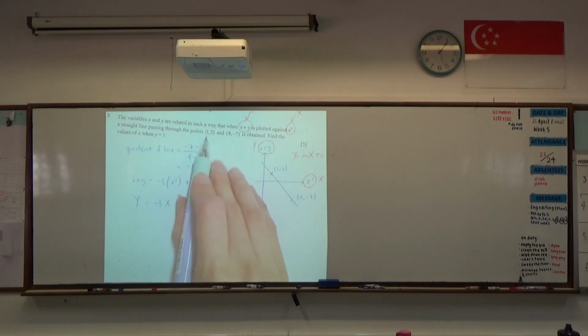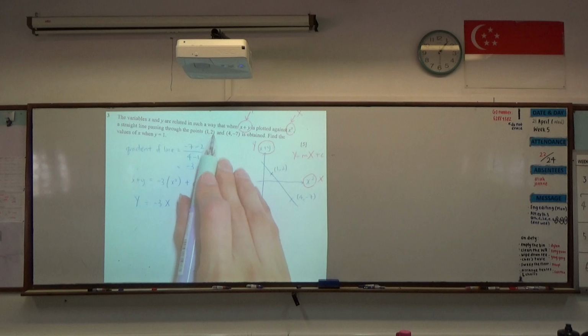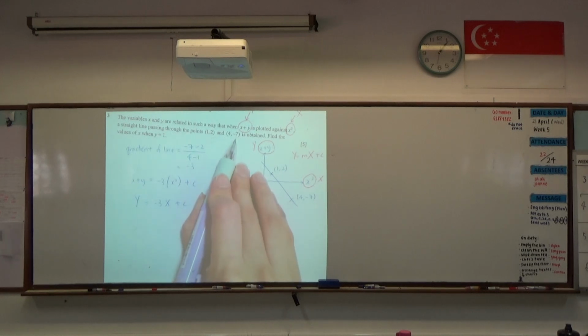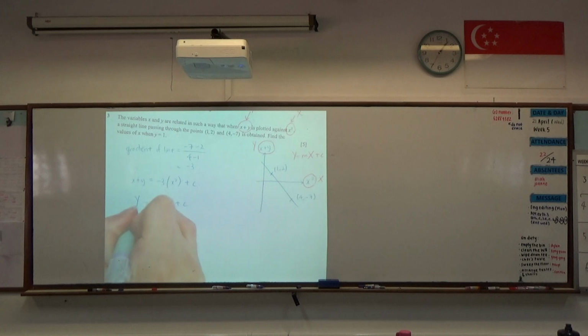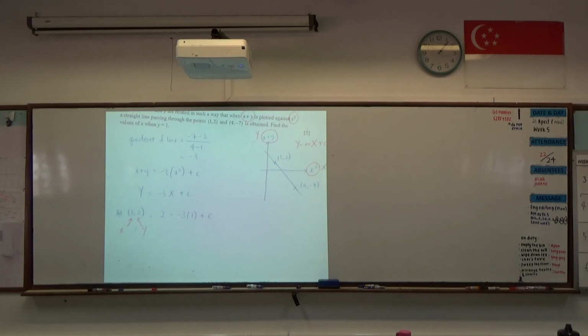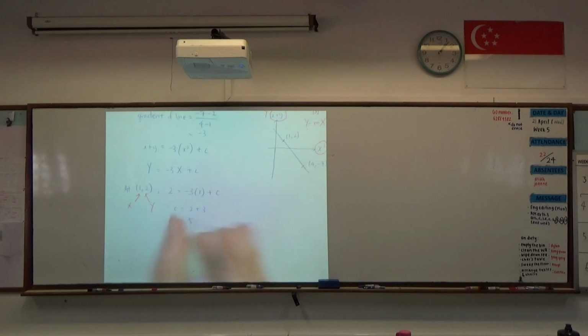How we do that is to actually use the points over here. You can use (1, 2), or you can use (4, -7). So let's say I use (1, 2). Don't forget that the points are for big X and big Y. So this is for big X and this is for big Y. That means that 2 is equal to -3 times 1 plus c. Don't substitute wrongly. And we find that c is 2 plus 3, that is 5. So that means that our big Y equals -3 big X plus 5.